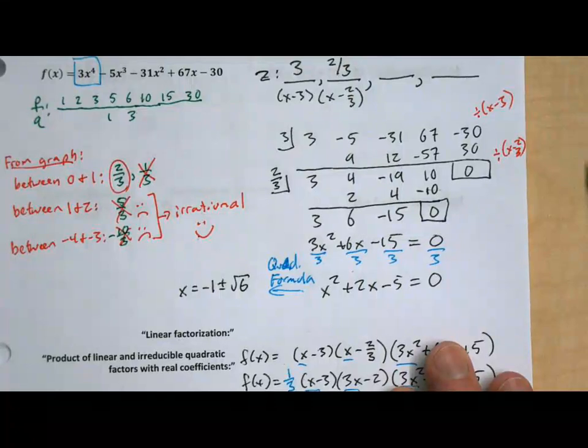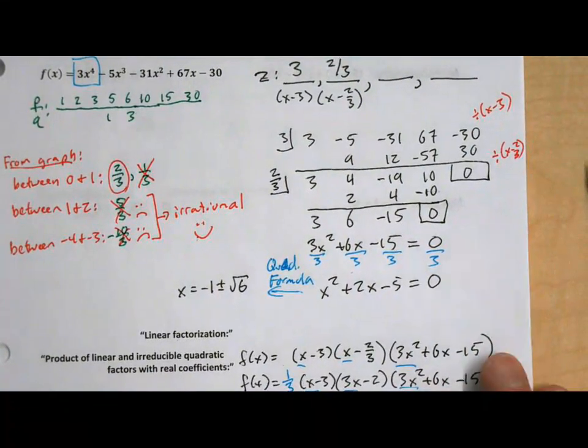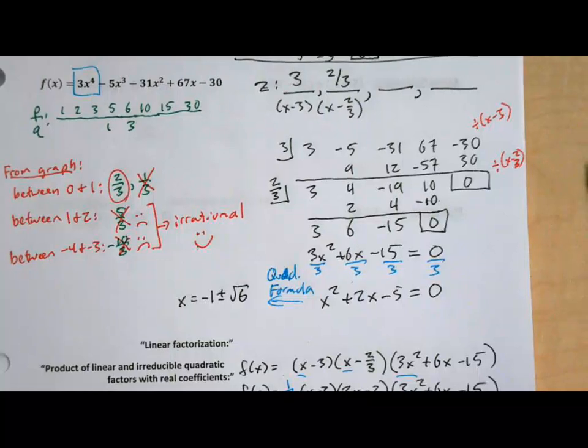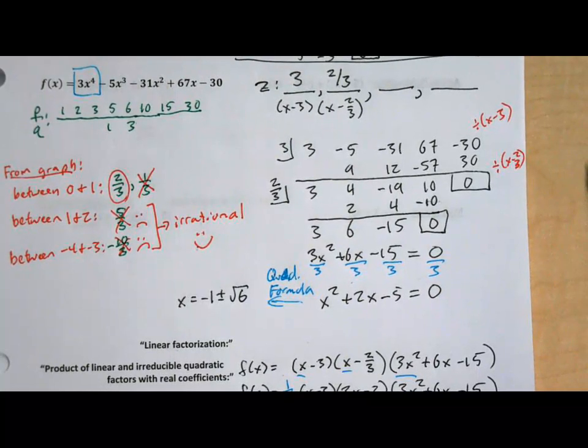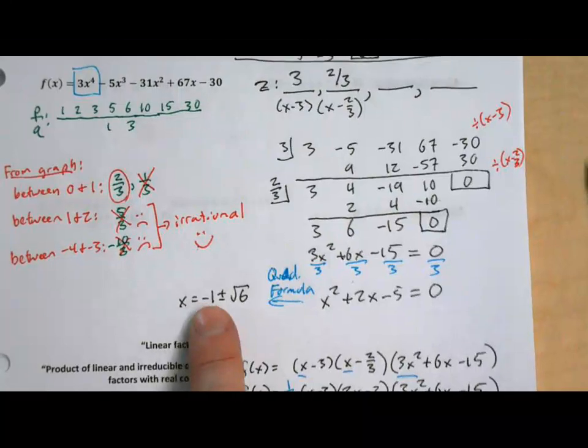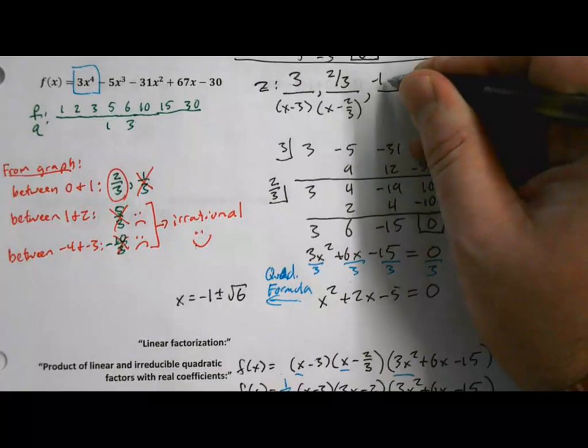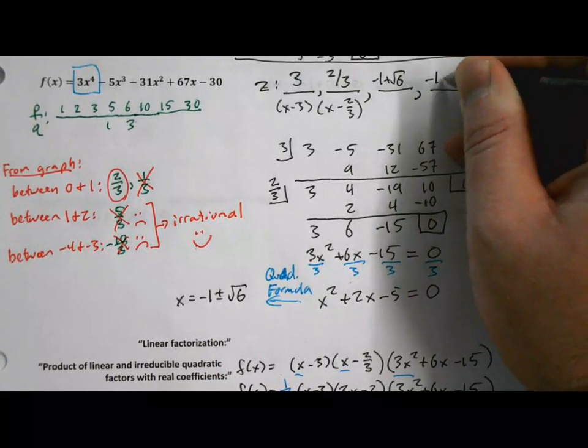So what did that tell us? Why do we need to do that? That's our last two zeros. -1 plus root 6, -1 minus root 6. Those are our last two zeros: -1 plus root 6 and -1 minus root 6.